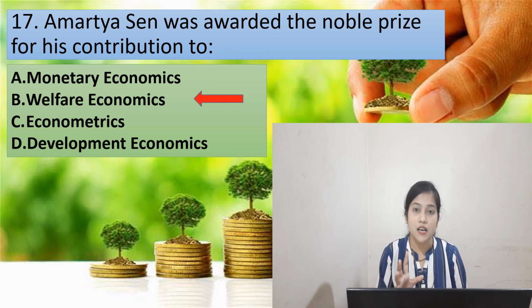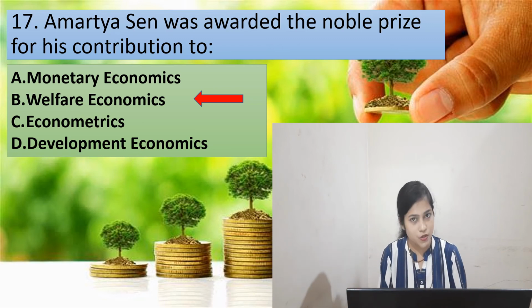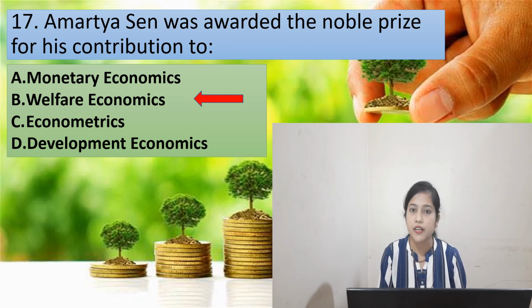Why? Because Amartya Sen's interest was majorly on the problem of society's poor people. How to increase the welfare of the poor sections of a society, and that is why he has got the Nobel Prize. So the answer here will be the welfare economics, right? It's option B, welfare economics. Moving to the next question.